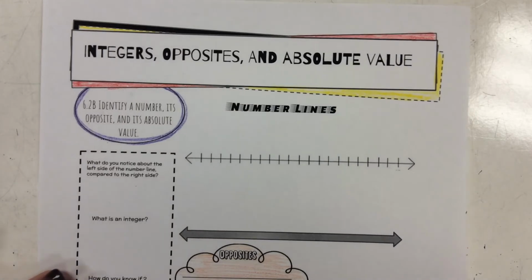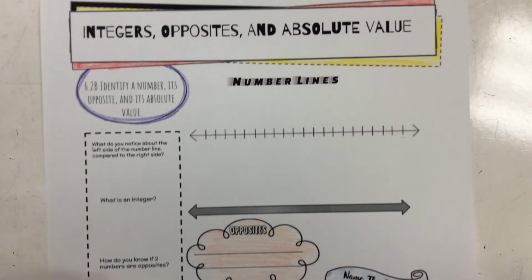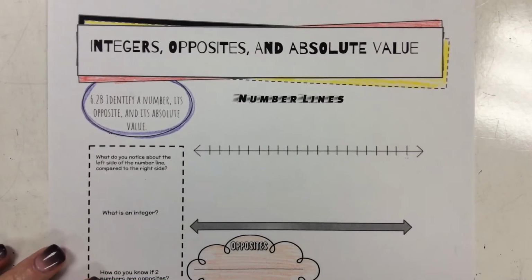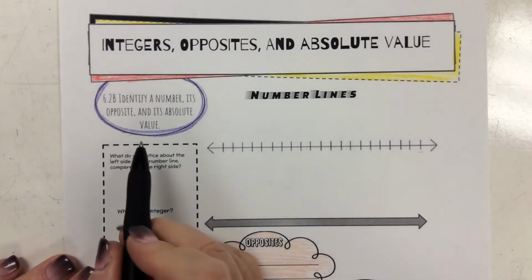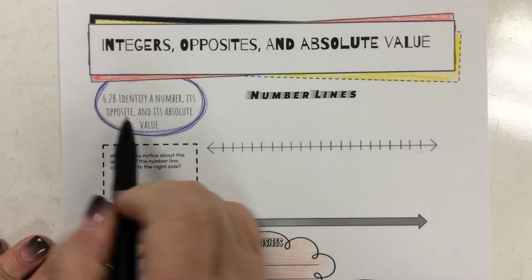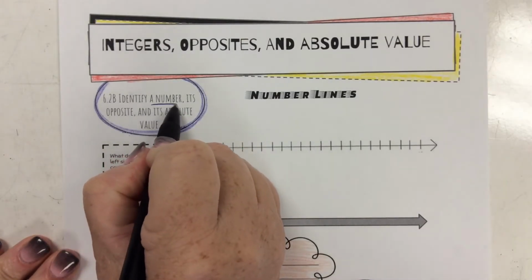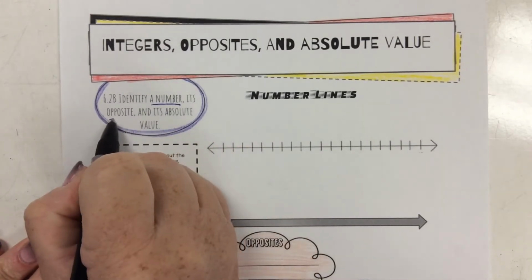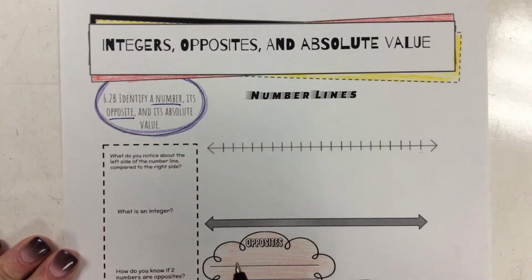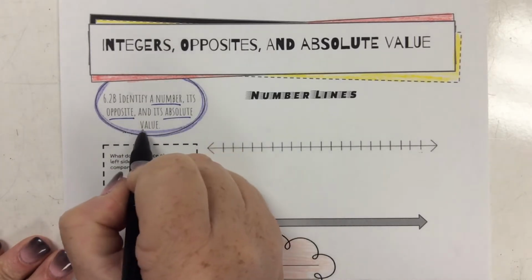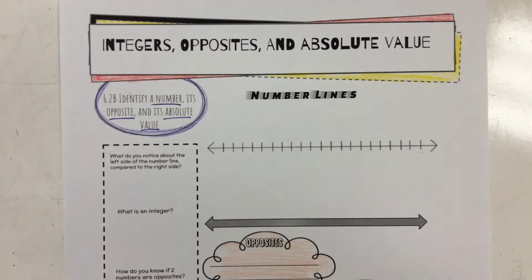So we are on page 1, and this is what it looks like. We're going to work our way through these notes, okay? Our standard for this is to identify a number. We know what a number is. Its opposite, we will learn that in a second. And its absolute value. That's a new word for us, okay?